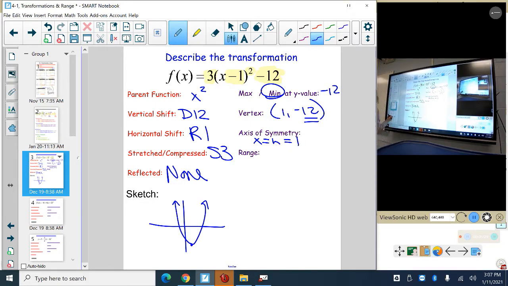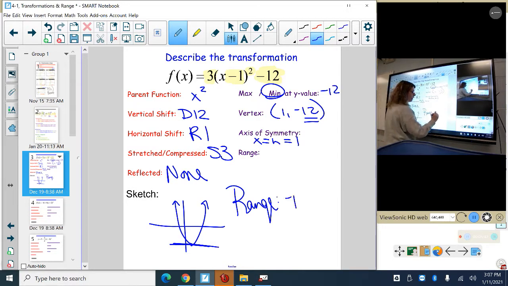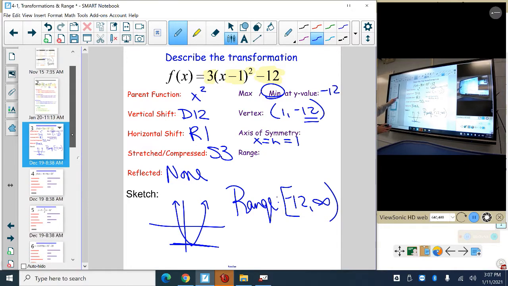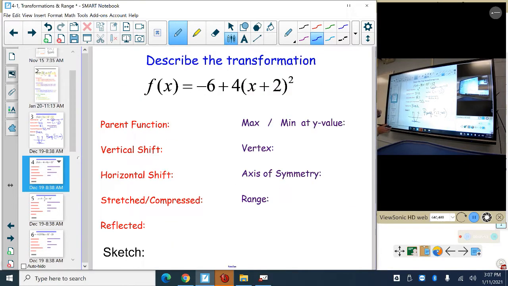And then we're going to read this function from bottom to top. My range. I start to hit this graph at the y value, negative 12, and I go all the way to infinity. And I can be the value negative 12. Okay, so that's basically what we're doing today. So let's go ahead and do that all over again.